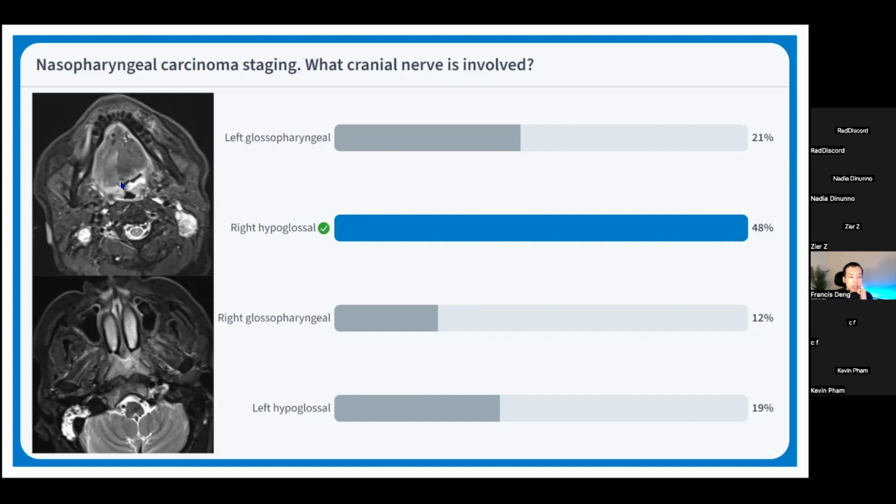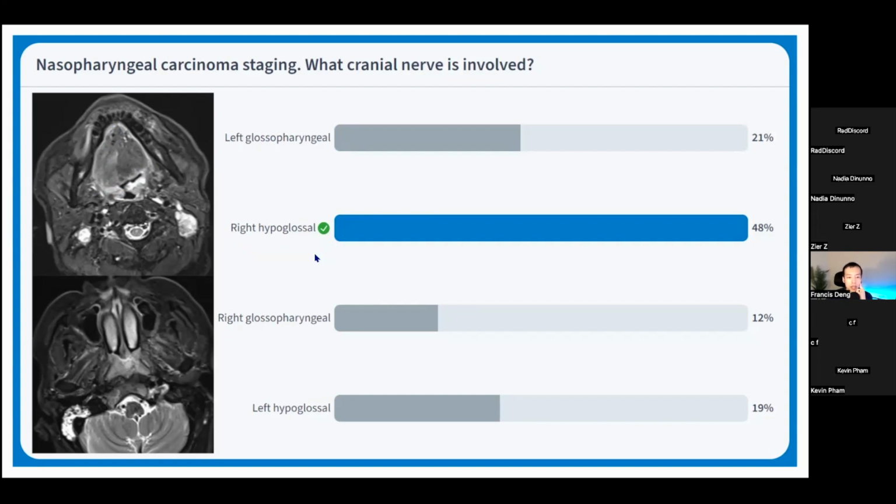And on the right side of the tongue, you see the straight line here, there's T2 hyperintensity. And the tongue is more drooping backwards into the oropharynx on the right side than the left side. So this appearance is typical of a right-sided hemitongue paralysis due to a right hypoglossal palsy.